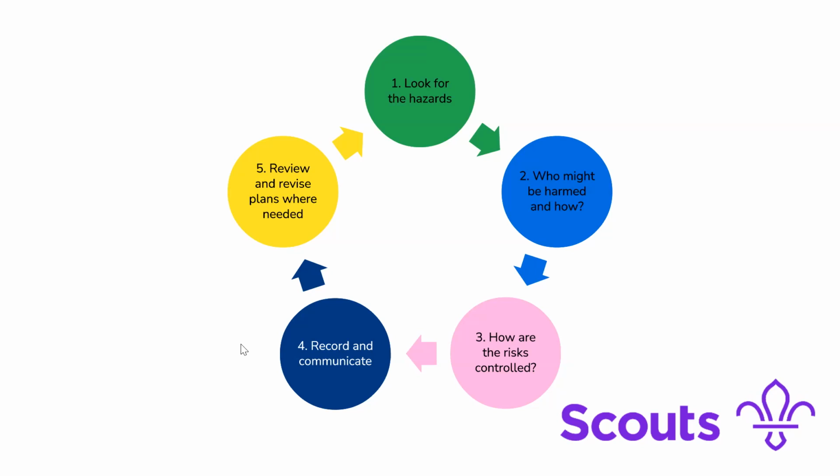Step 4 is recording and communicating. This is a really, really important step, because you could write a really, really good risk assessment, but if nobody else sees it, then you wouldn't have had any point of writing it, I suppose. It's really important to make sure you share and communicate them.